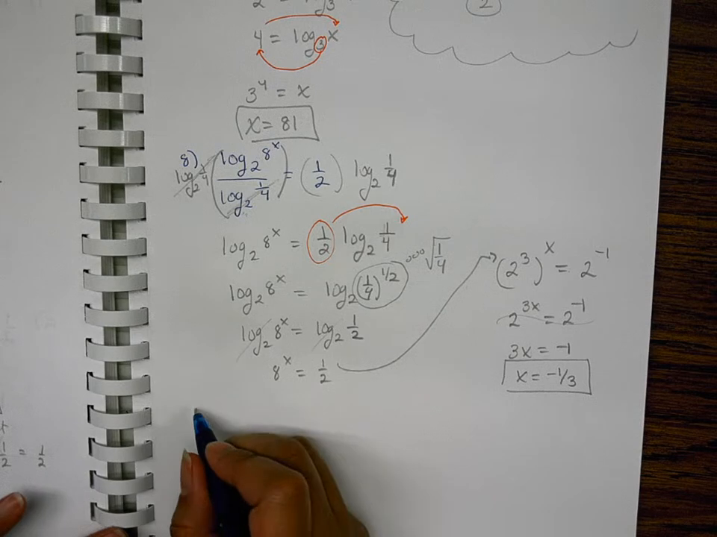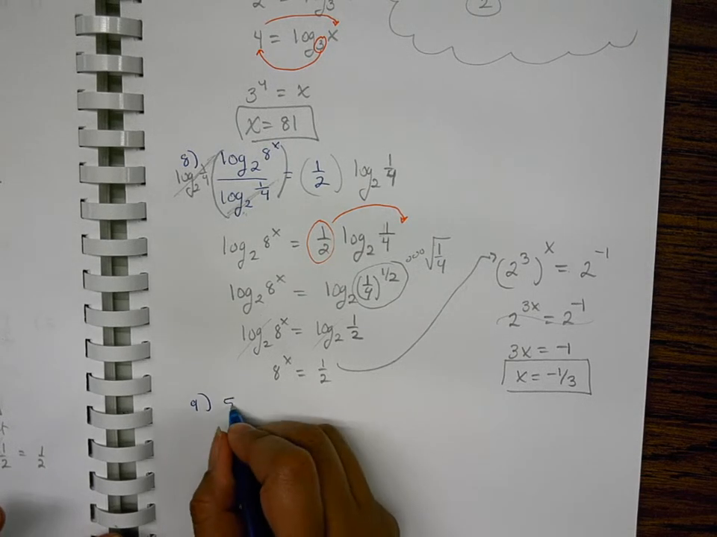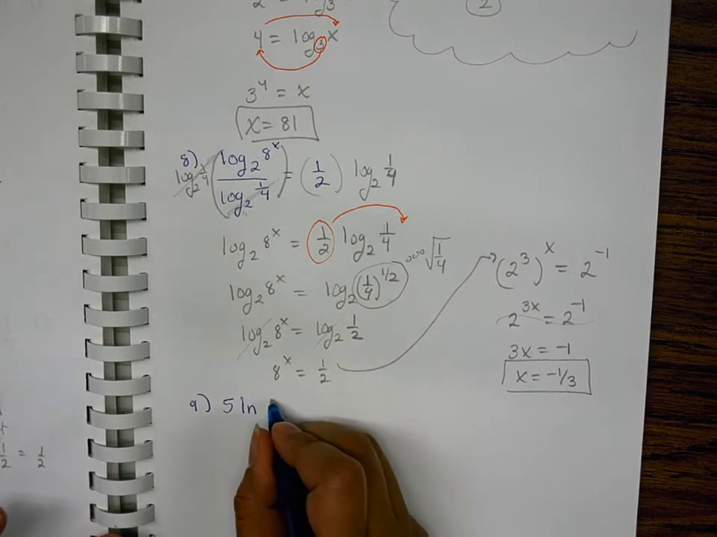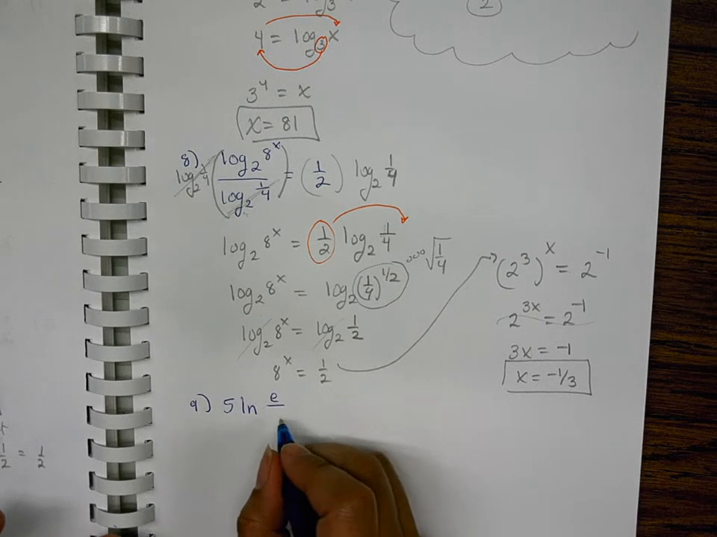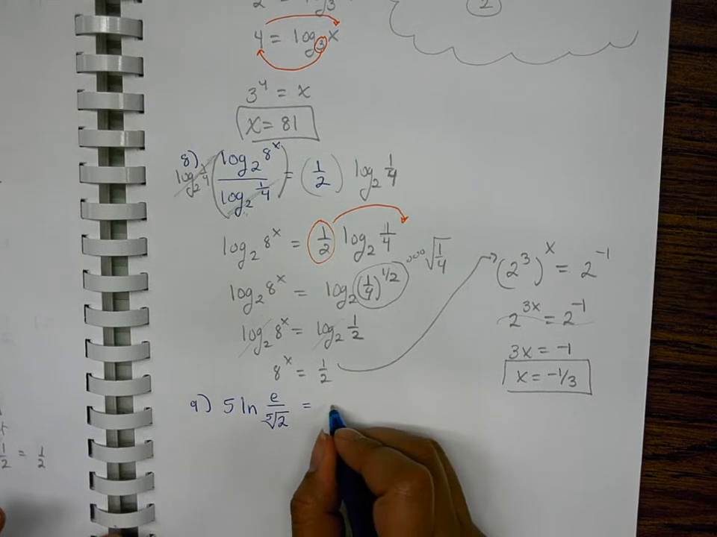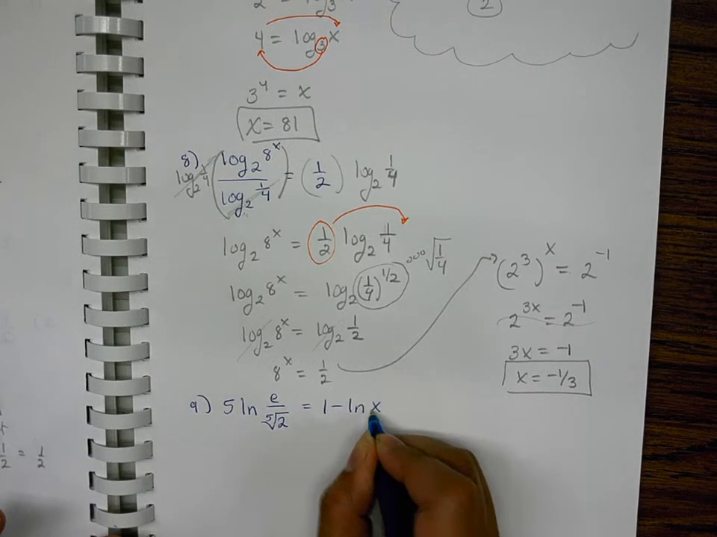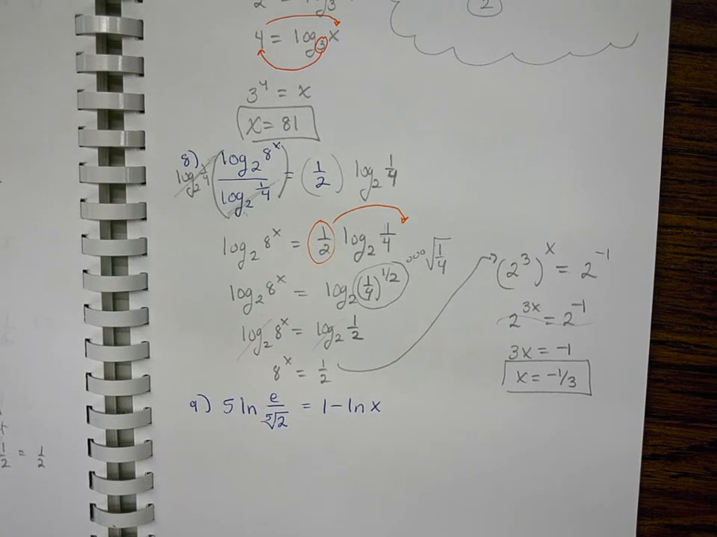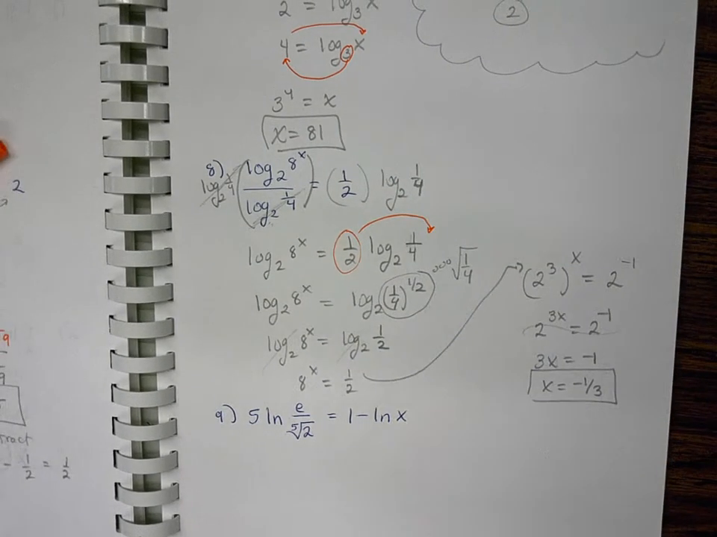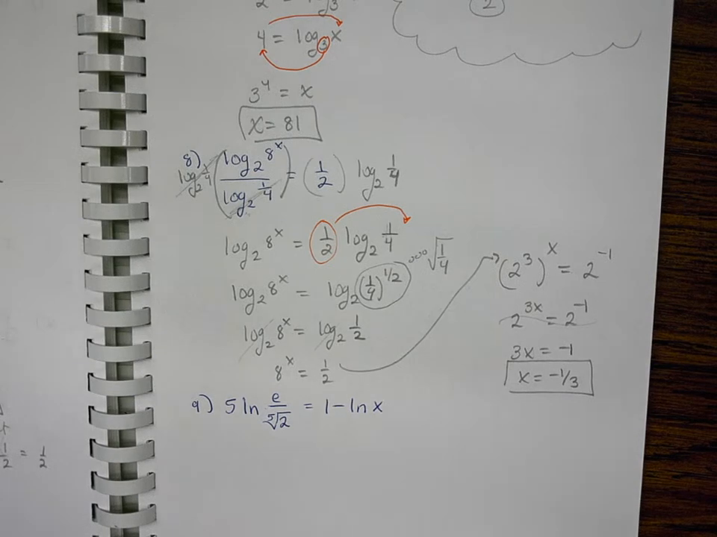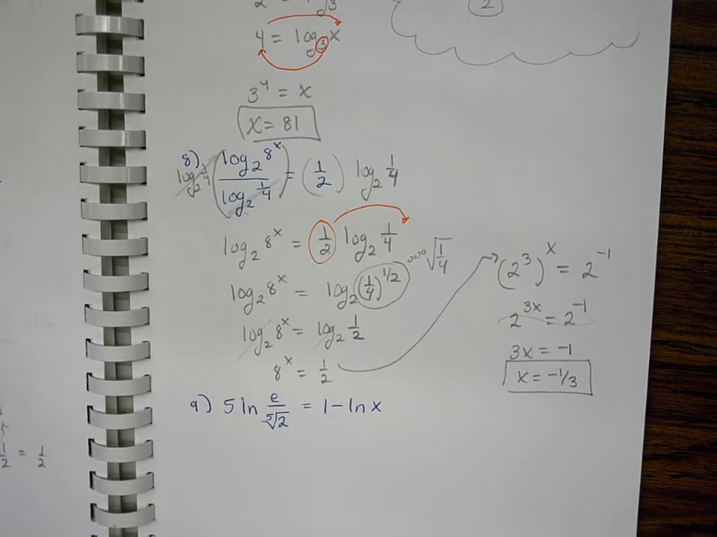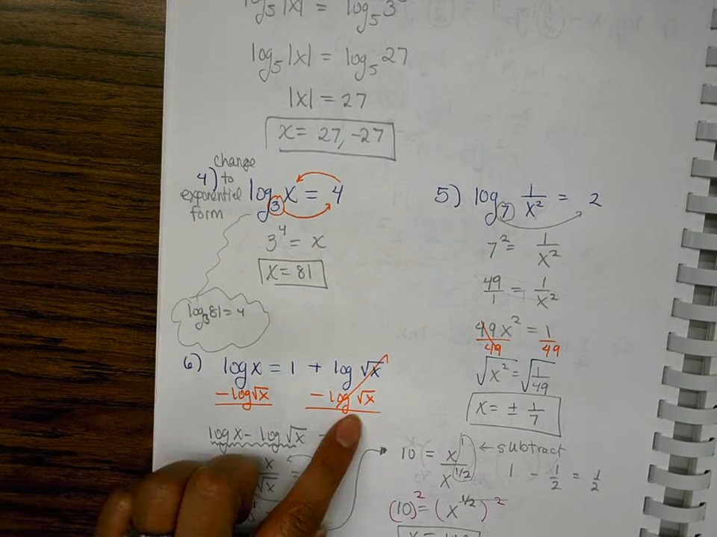All right, number 9, another homework question, another test question. 5 ln of e over the 5th root of 2 equals 1 minus ln of x. Okay, there's a lot going on here. What kind of problem is it? Can you see, first off, let's see if I have the one. It's a lot like this one here. Can you guys see that?